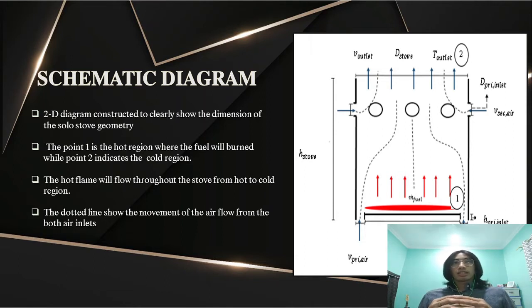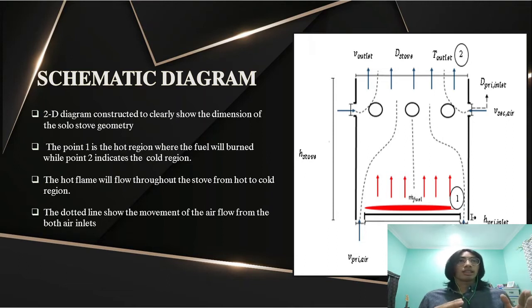By doing this, I can explain to the panel and my supervisor how the combustion starts and where the flame flows to the end. Basically, point 1 is the hot region where the fuel will burn, while point 2 indicates the cold region. The flame will start at the bottom, at the inlet, and flow through to the outlet. The dotted lines show the movement of the airflow from both air inlets.